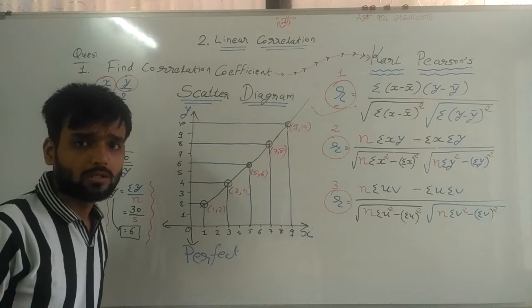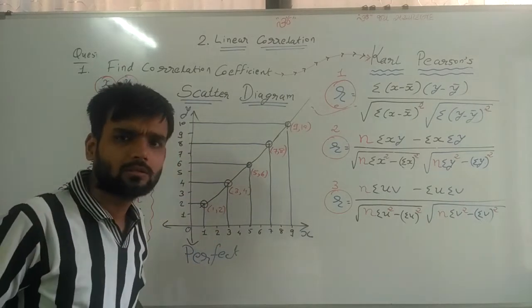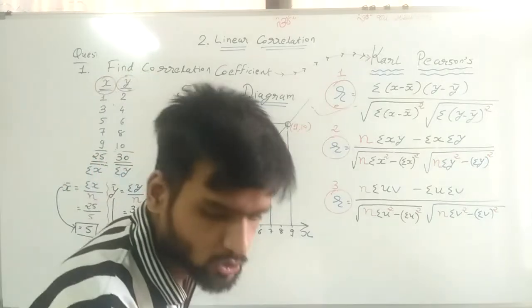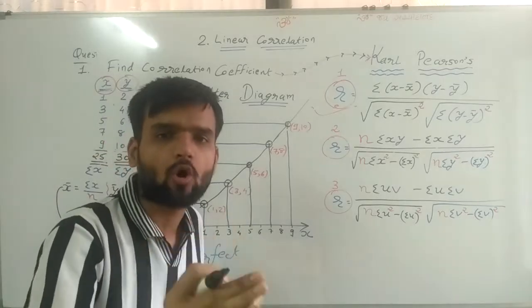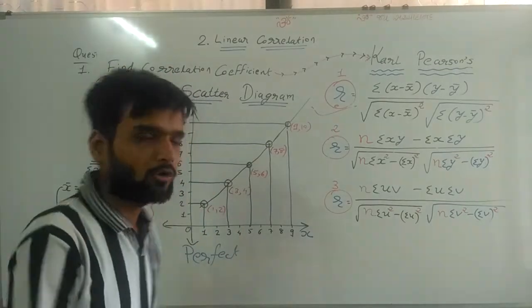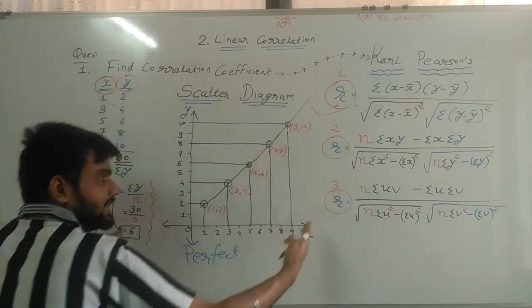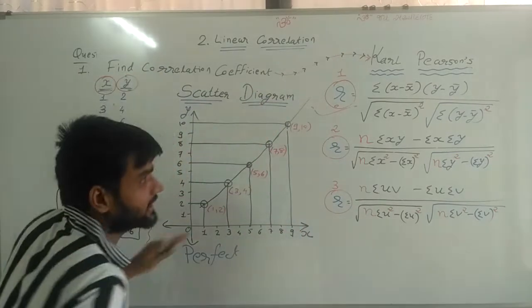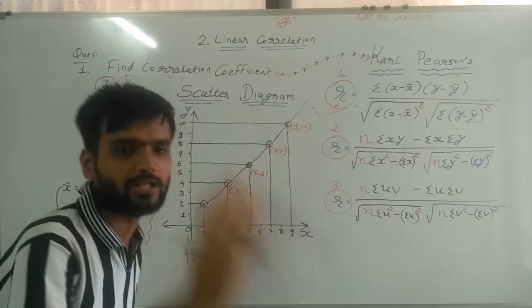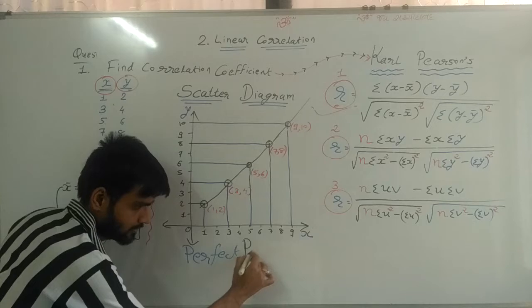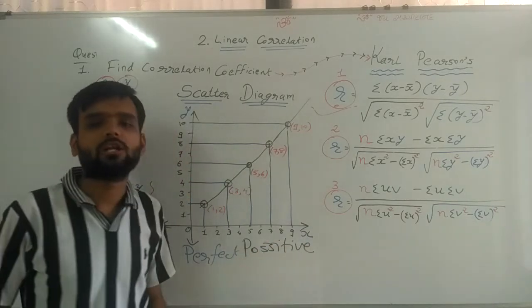But whether it's positive or negative, how can we understand that? We can understand that by the slope of the line. Now here, what is the slope of the line? From left to right, increasing slope. And increasing slope means positive relation. So here, positive relation.